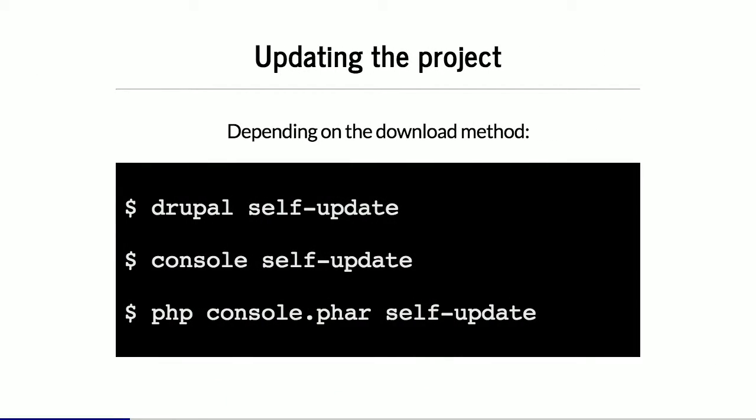How about updates? We constantly tag new releases because Drupal is changing, we're adding new features, fixing bugs. So the way to get our latest version of the project is by running the self-update command. Based on how you installed it, you just run drupal self-update, and you're all set. Ready to go.